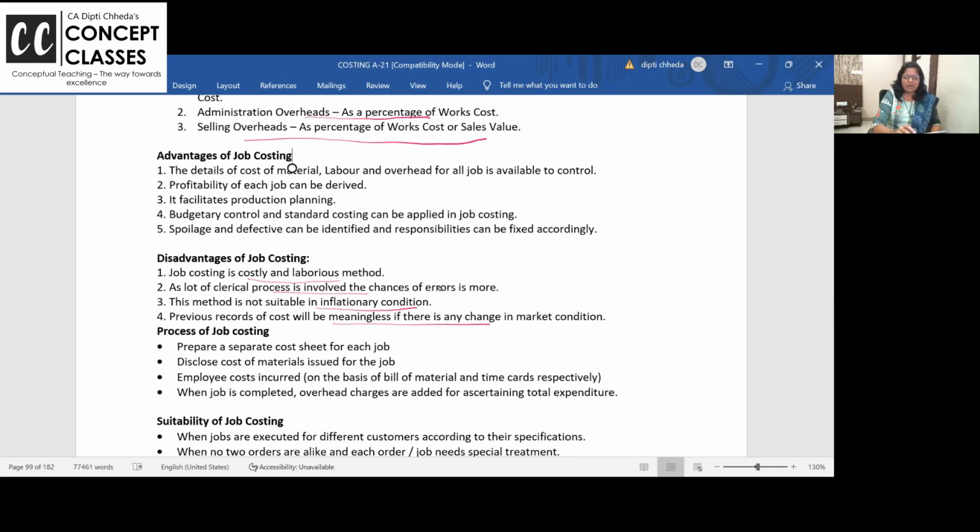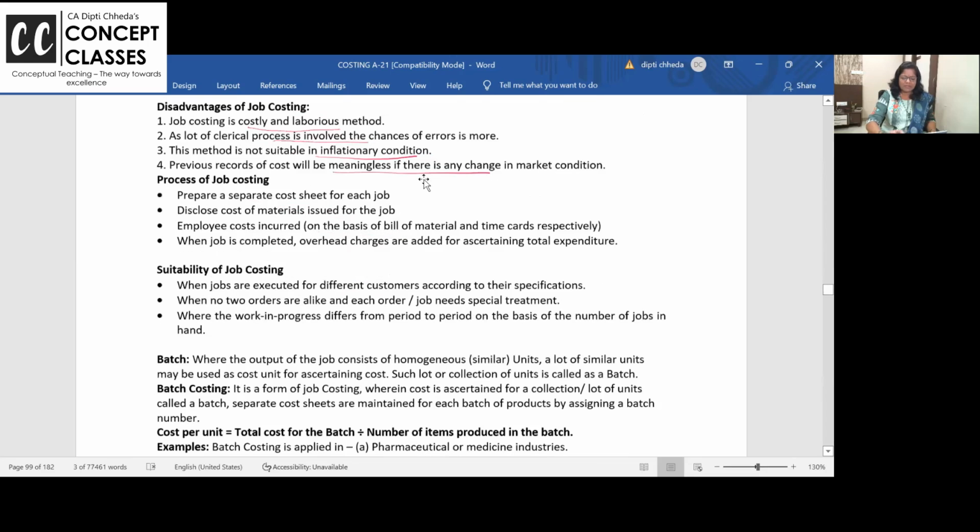Advantages, what are they? Detailed cost of material, labor, overhead for every job will be available. Profitability of each job can be derived separately. It facilitates production planning. Budgetary control and standard costing can be applied in a job. To make one unit, this many kilos of material, so for this many units, how much. To make 1 kg you need 2 hours. Each worker works for 10 hours. So 5 units you make. Like that you can decide.